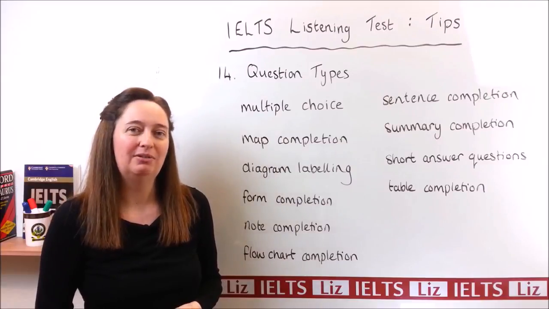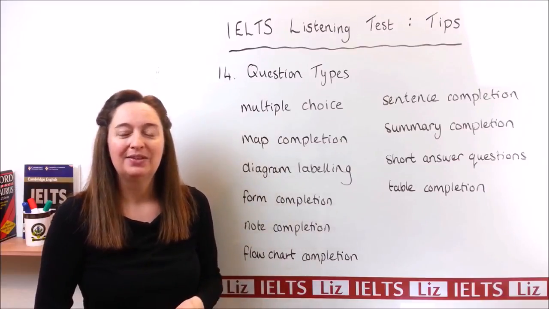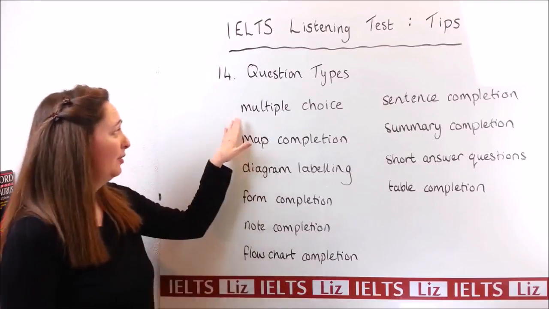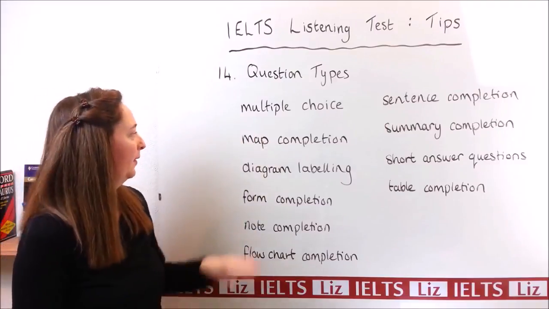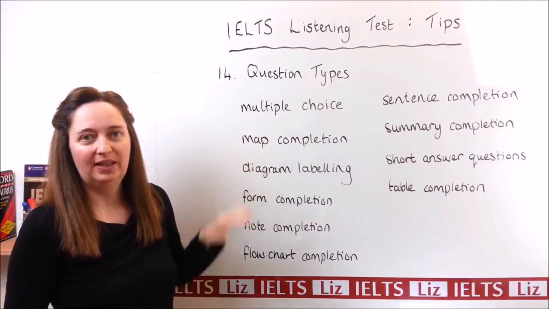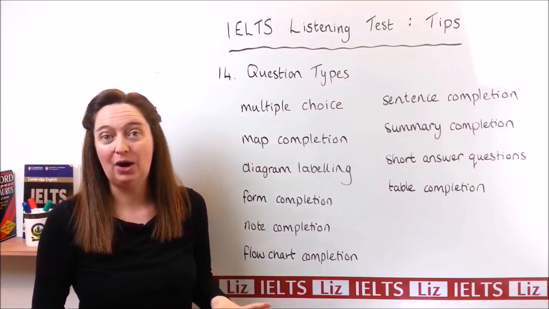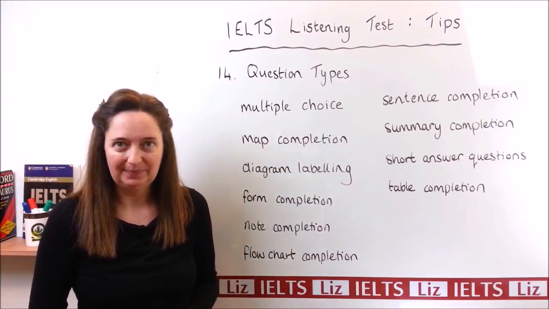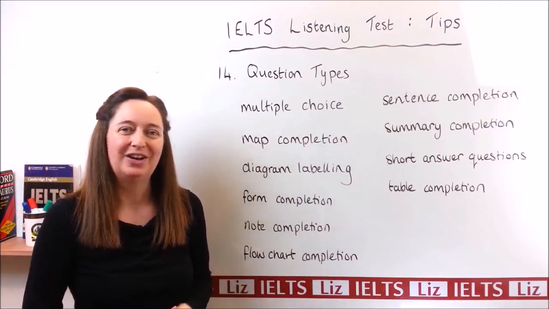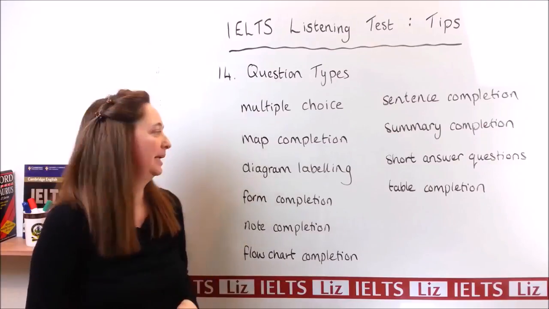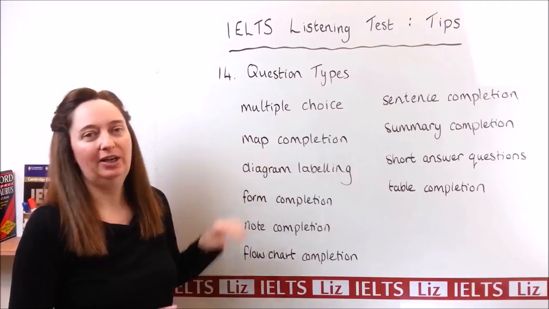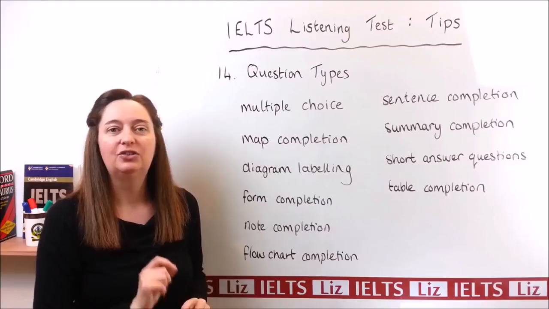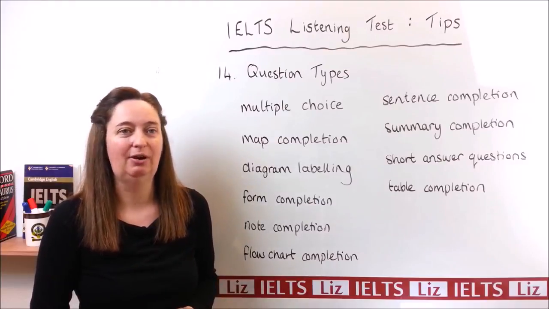Do you remember in section 3, there are 3 or 4 speakers, so you might have to match the name of the person with the information. So there are different kinds of multiple choice. There's also map completion, and that's when you're given the map of a town or some streets. It might also be a building plan. So that's when you've got all the rooms in a building that you have to label and complete. It could be diagram labeling. So you've got a diagram and your answers relate to parts of that diagram.